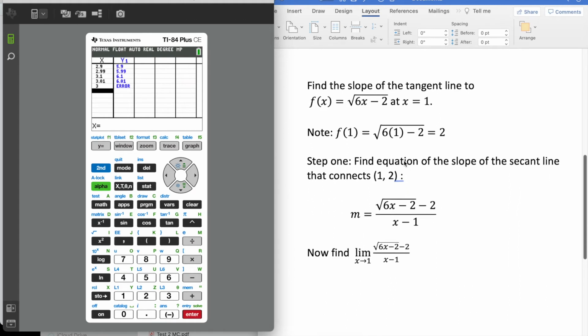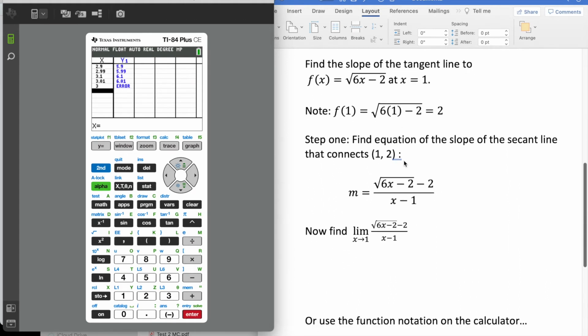All right, let's take a look at another problem now. Find the slope of the tangent line to f of x equals the square root of 6x minus 2 at x equals 1. That's a fairly complicated problem, but we're just going to go through it step by step and be able to do that using our calculator.